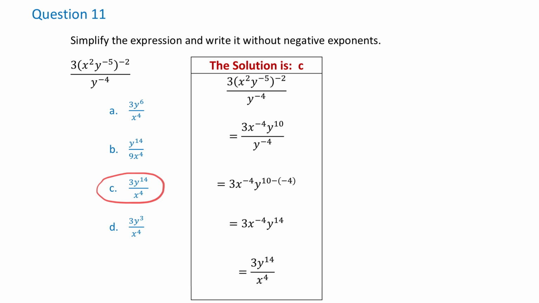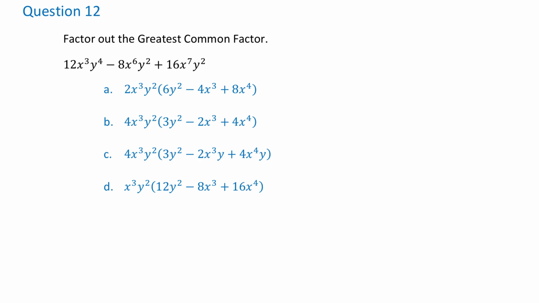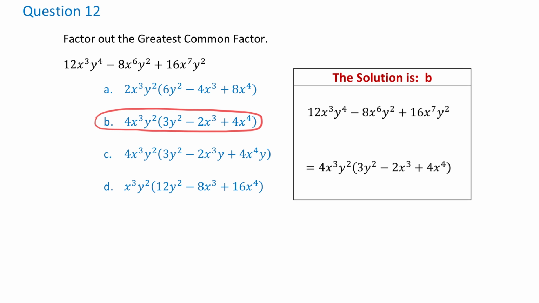And now let's continue with question 12. Given the expression 12x to the 3rd power y to the 4th power minus 8x to the 6th power y squared plus 16x to the 7th power y to the 2nd power, factor out the greatest common factor. Please pause the video and find the solution. And now let's see the correct answer. The correct answer is B.